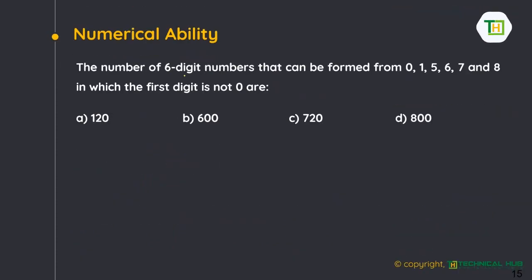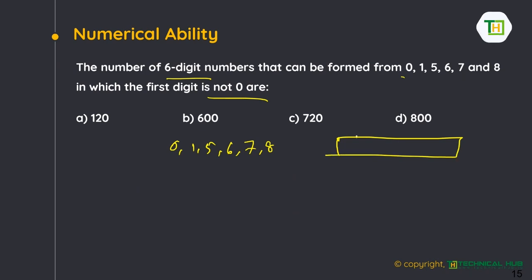The number of 6-digit numbers that can be formed from the digits 0, 1, 5, 6, 7, and 8, in which the first digit is not 0. Obviously, if you are forming a 6-digit number, with positions 1, 2, 3, 4, 5, 6, any number cannot start with 0. So the first position can be occupied by any of the 5 numbers 1, 5, 6, 7, 8.